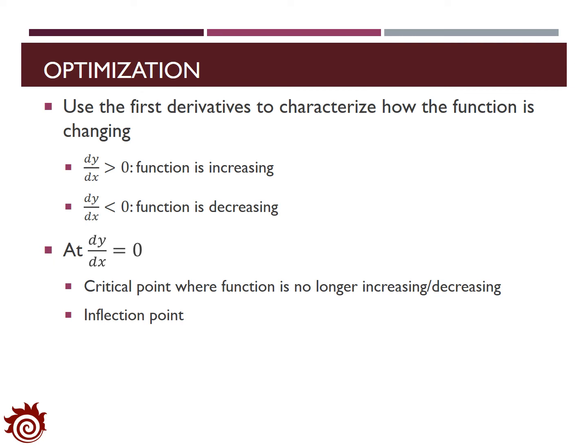Calculus is very useful for us to solve optimization problems. We can use the first derivative to characterize how the function is changing over the input variable. If dy over dx is positive, then the function is increasing over the input variable x. If it's negative, then it's decreasing. At the point of 0, it has two meanings. It could be the critical point where the function is not increasing or decreasing, or the inflection point. We will go to the definitions of these two types later.